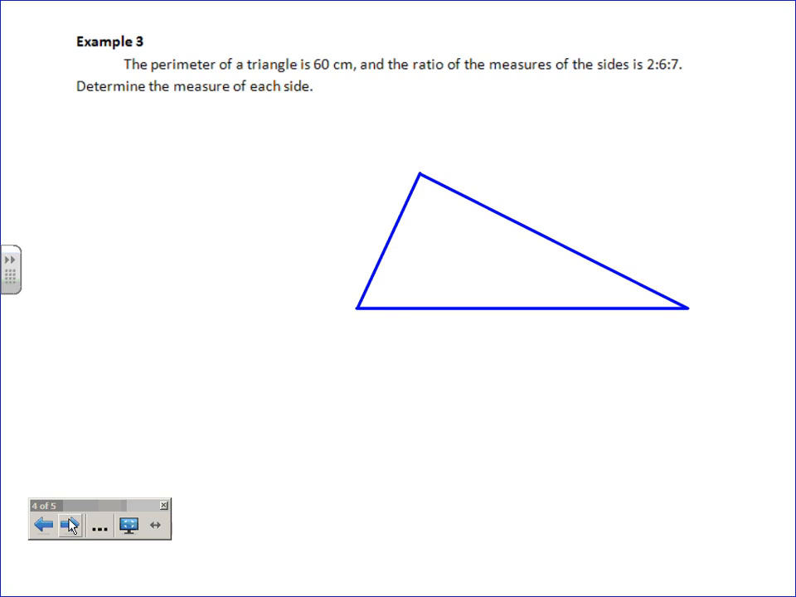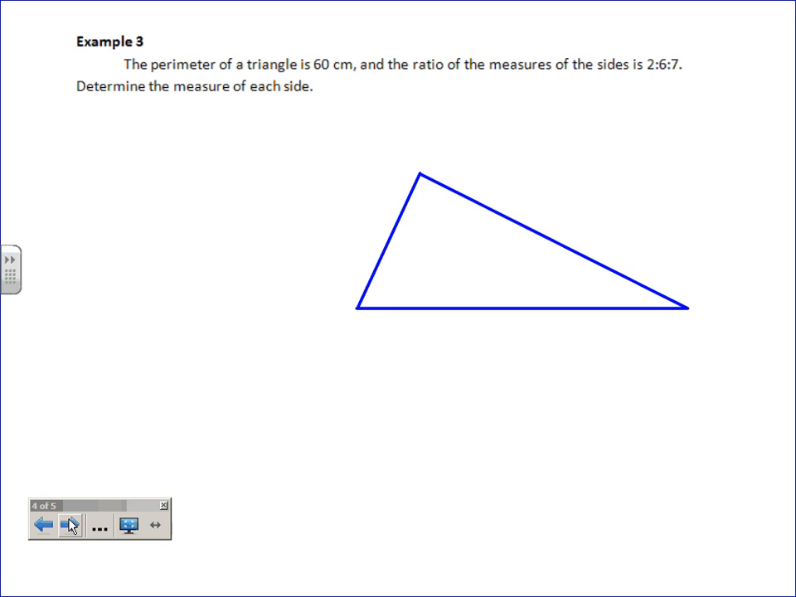It says the perimeter of a triangle is 64 centimeters. Again, perimeter means around the outside, right? So when we add up all the sides, I better get 60. Does that mean they have to be really nice numbers? No, they just have to add to 60 when we have all 3 of them. But it does say the ratio of the measures of the sides is 2 to 6 to 7. So determine the measure of each side. So we know in the end, once everything's simplified, it has to be 2 to 6 to 7.